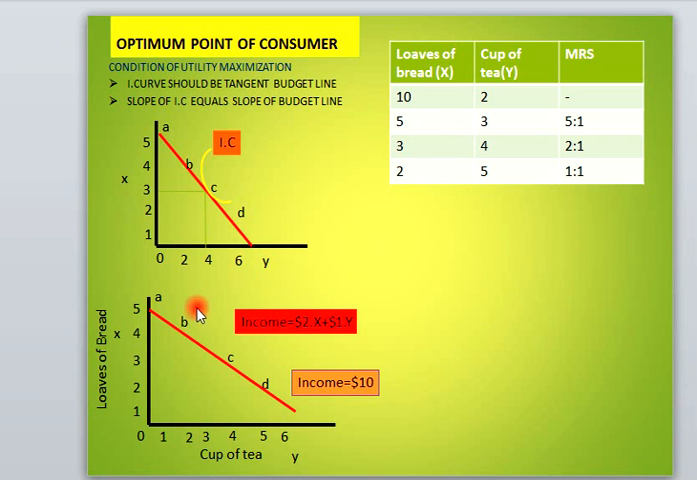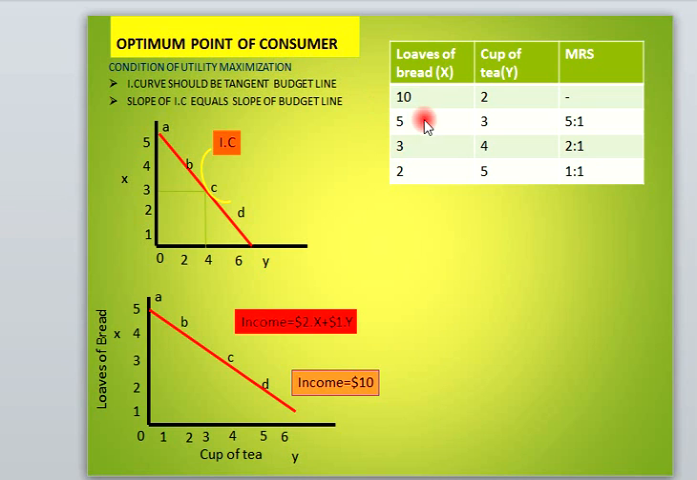by the consumer. So it means this $10 must be able to buy one of these combinations here. The point at which the dollar can buy one of these combinations is the point of optimal satisfaction, the point at which a consumer gets maximum satisfaction. That is the optimum point of the consumer.